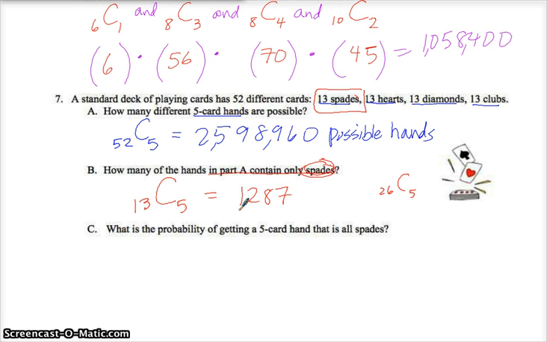Finally, it says, what is the probability of getting a 5-card hand that is all spades? So probability, remember probability? That's our fraction. The numerator is the possibilities of getting all spades, which was 1,287. And our denominator was all possibilities of getting a 5-card hand, so all the different ways. So that's 2,598,960. So we divide those two numbers by each other.